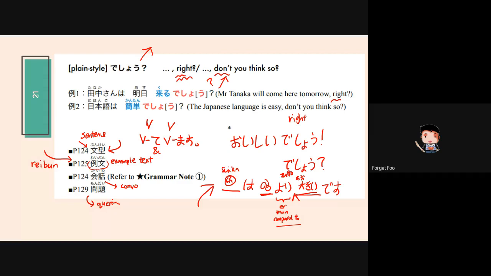Ari-san wa atama ga ii to omoimasu. I think Ari is clever. I think it's clever. Okay, so atama ga ii desu, right? Plain form is just ii, no need for desu. Very good. Next.